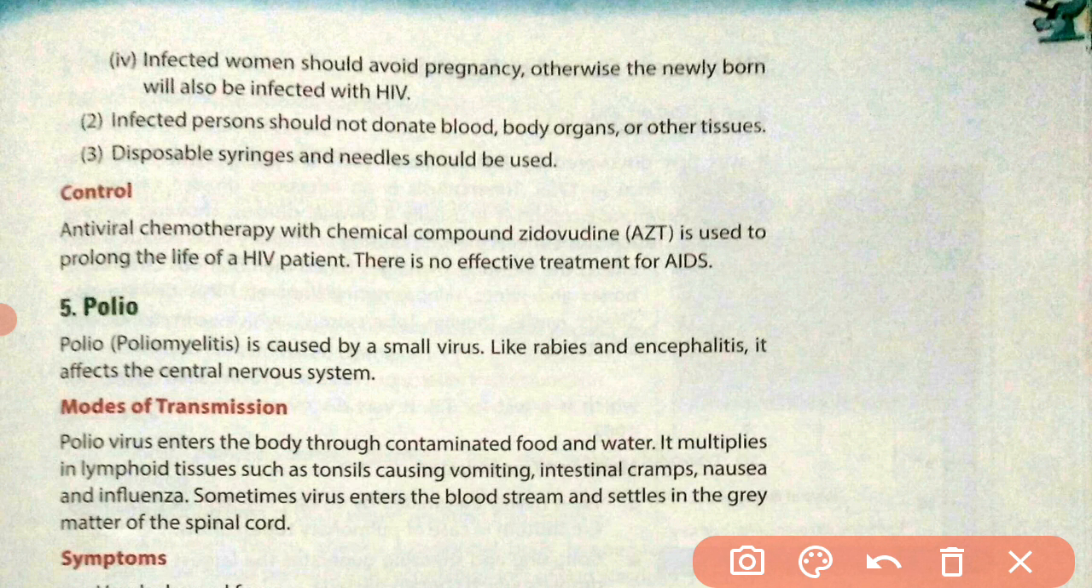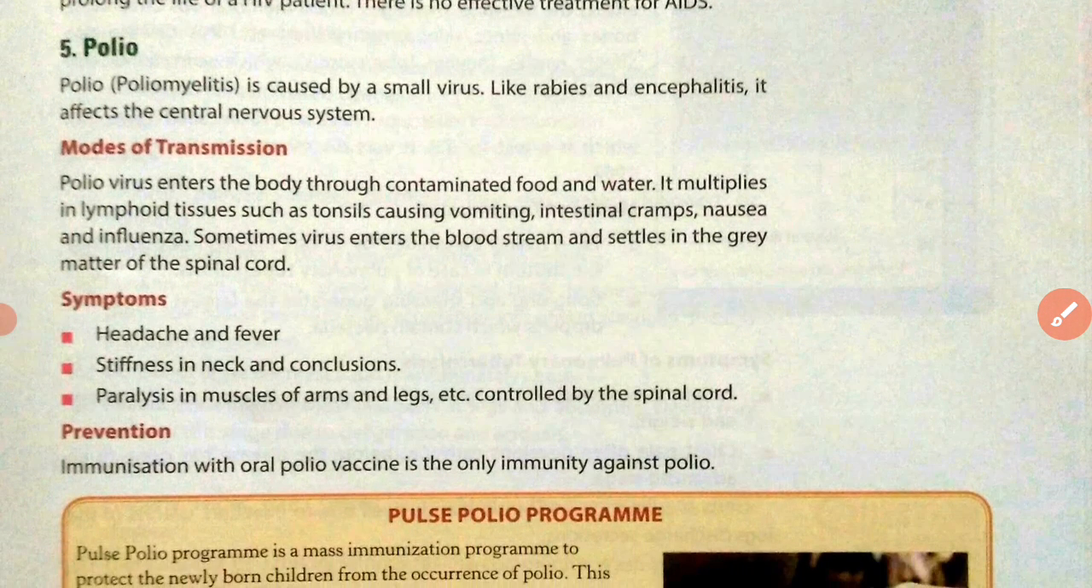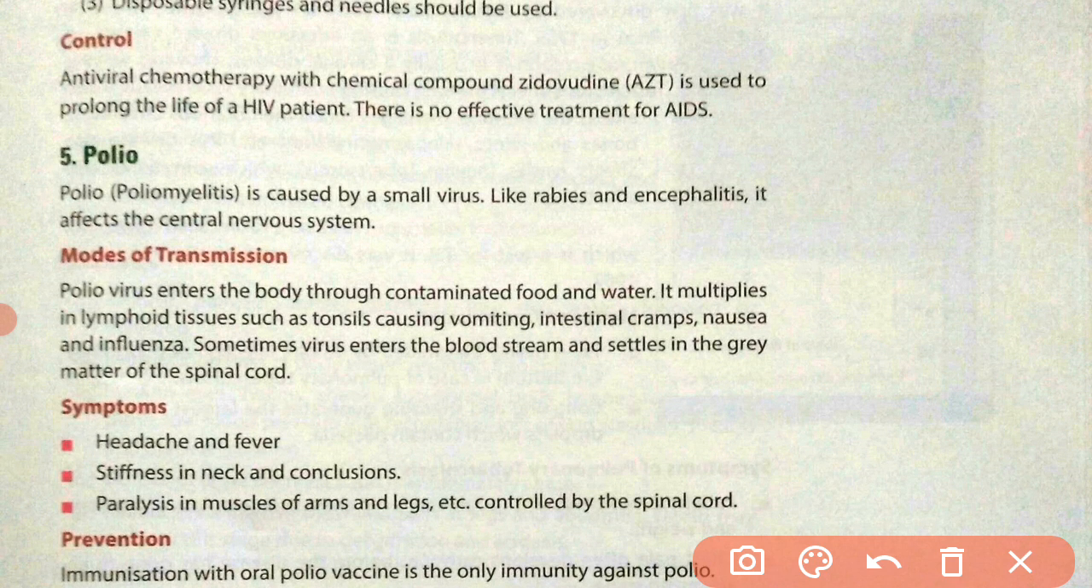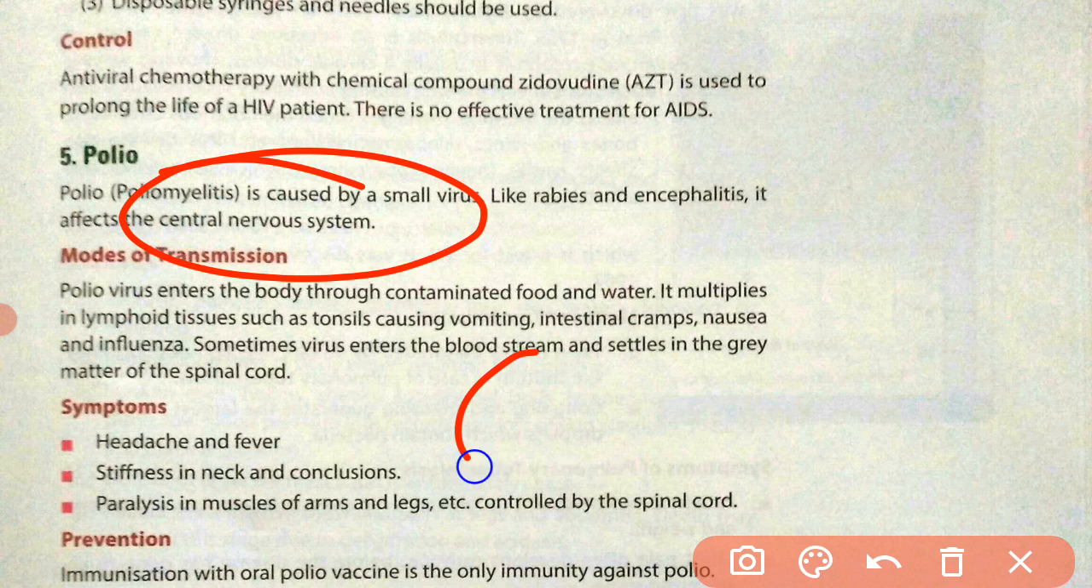Now there is the next kind of viral disease, and that is polio. Polio is also known as poliomyelitis, and it is caused by a small virus like rabies and encephalitis. It affects the central nervous system. The target organ of the poliovirus is the central nervous system, CNS.